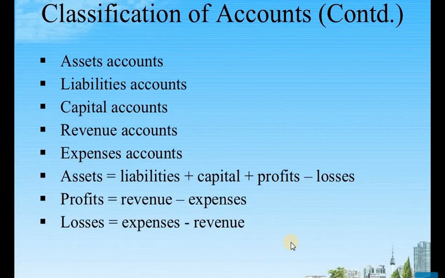So we have given some formulas here. Asset equals liabilities plus capital plus profit minus loss. So this is the formula. What is asset actually? Liability plus capital plus profit. If there is any loss, minus the loss. If there is no profit, then liability plus capital minus loss. If there is only profit and no loss, then liability plus capital plus profit.